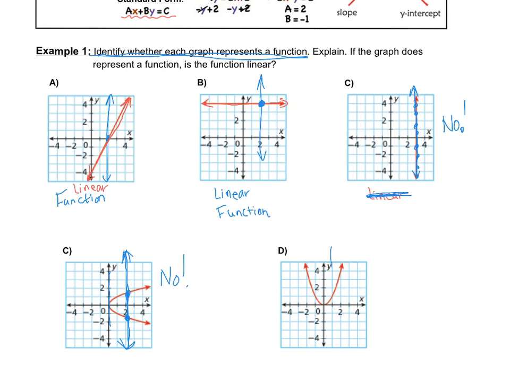And this next one, is this a function? Yes, this is a function. If the graph does represent a function, is the function linear? Not linear. So it is a function, but it's not linear because it has a curve to it. It's not a straight line.